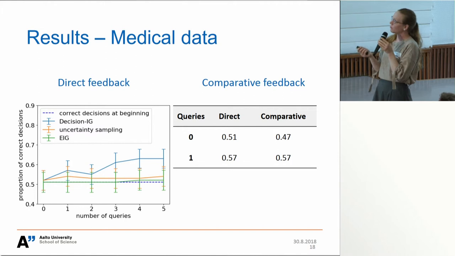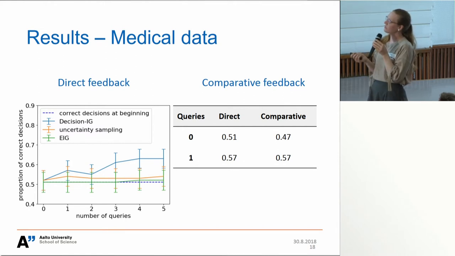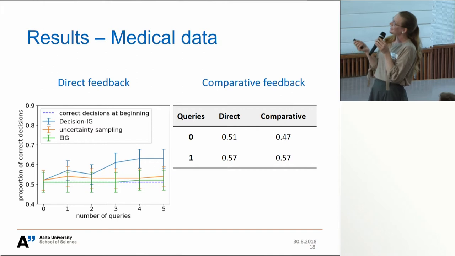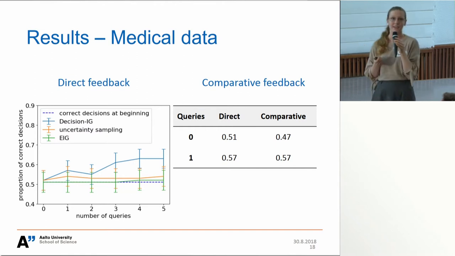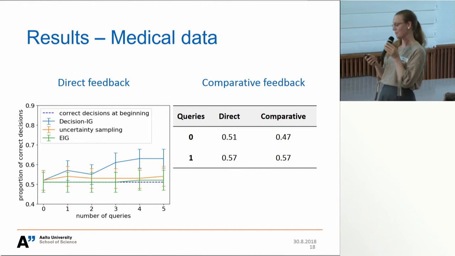We first got this kind of simulated direct feedback, and see that, yes, our proportion of correct decisions increases. And then with Stan, we were able to also use these comparative queries and find that, fortunately, having this kind of more indirect feedback doesn't really matter.